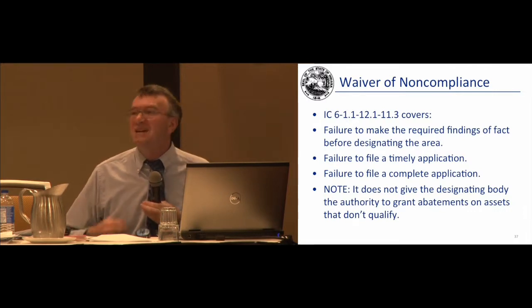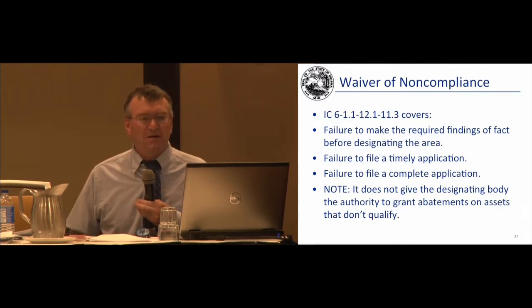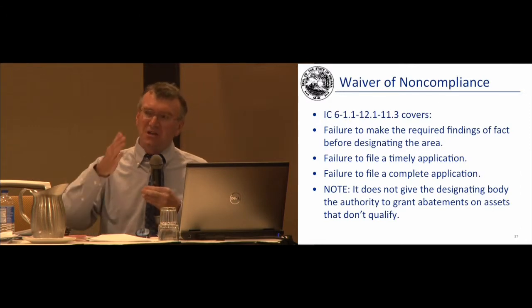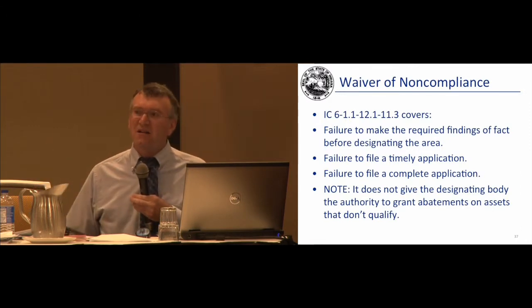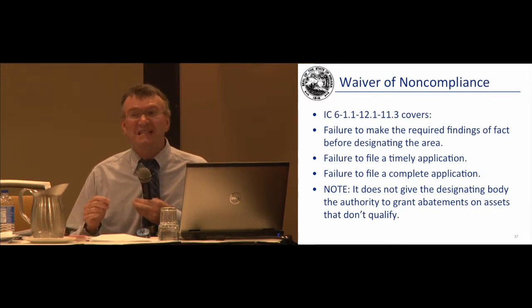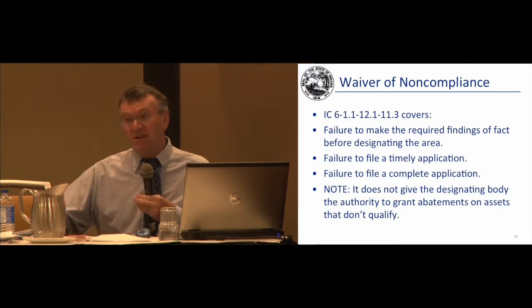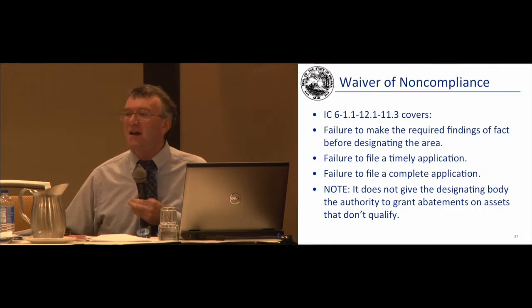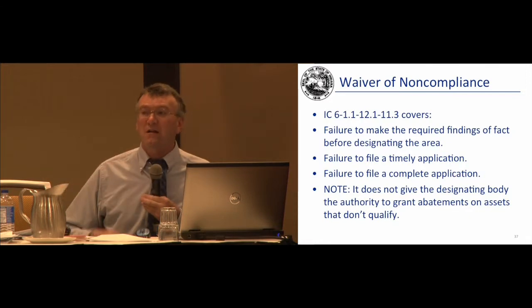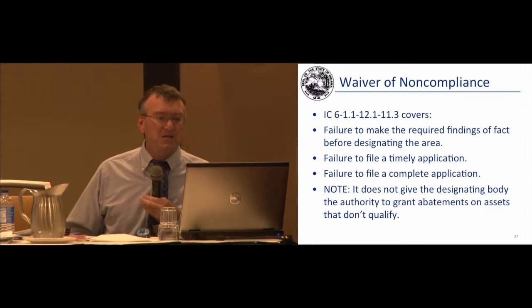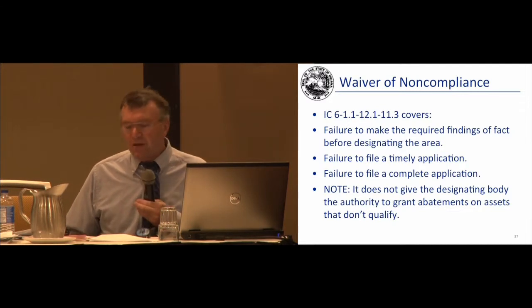Failure to file a complete application is the next one. And part of the application is year after year after year, they're required to file a CF1. And if an auditor denied their abatement deduction because they failed to file that CF1, this would be a way of saying, okay, your application is not complete this year because you failed to file that CF1. They can do a waiver of noncompliance provision and forgive them for failing to do that and correct that situation. Now the note on here is very important.